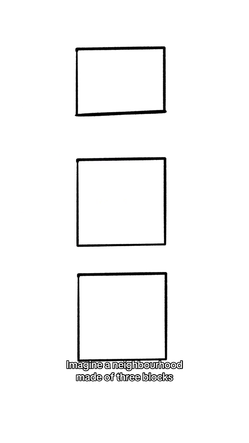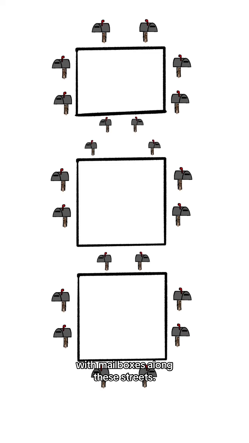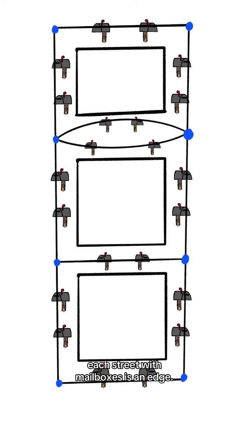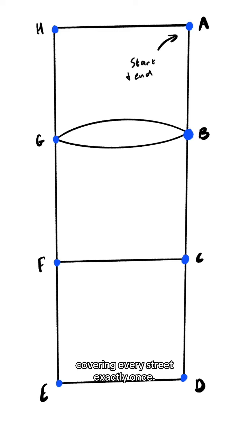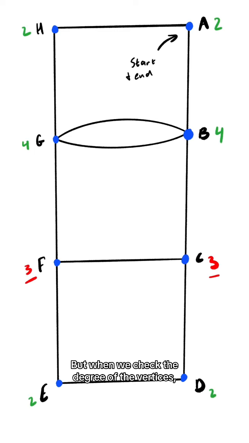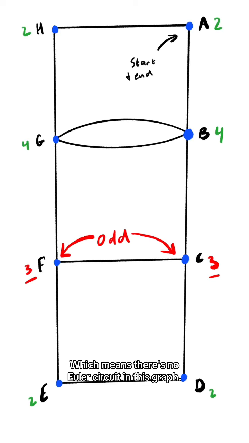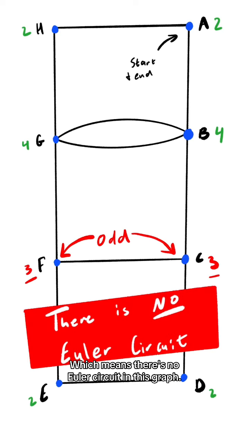Imagine a neighborhood made of 3 blocks with mailboxes along these streets. We can model this as a graph. Each street corner is a vertex, each street with mailboxes is an edge. Simple. Now, suppose our mail carrier wants to start and end at vertex A, covering every street exactly once. But when we check the degree of the vertices, we spot two odd degree vertices, which means there's no Euler circuit in this graph. But do we give up?